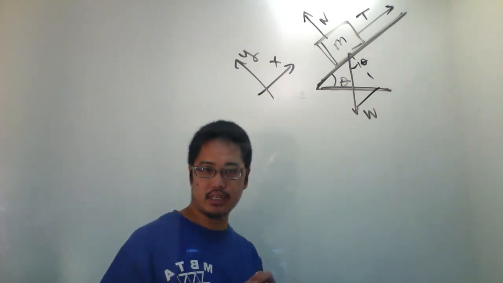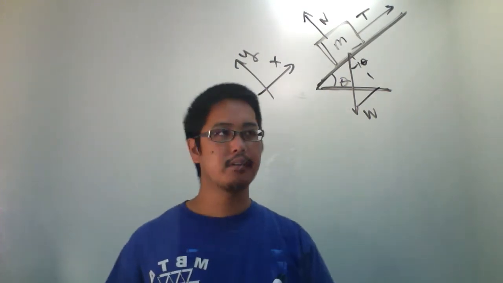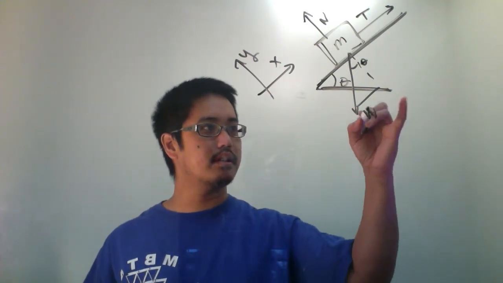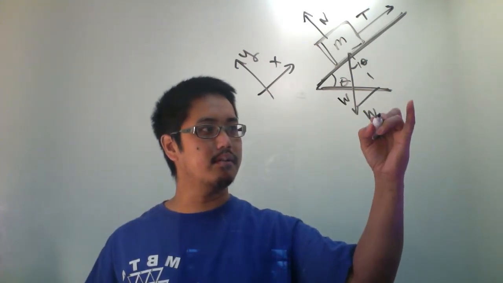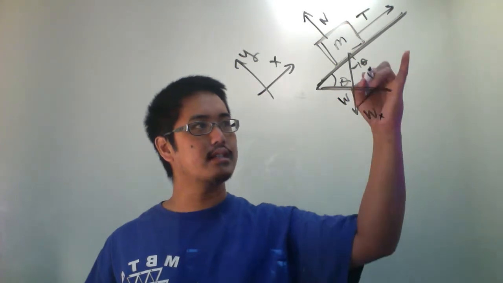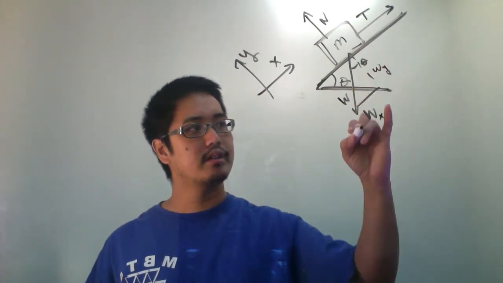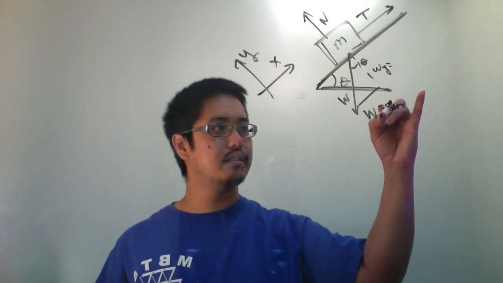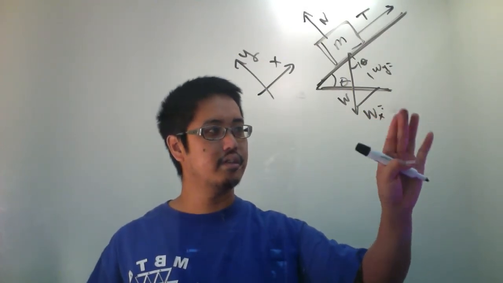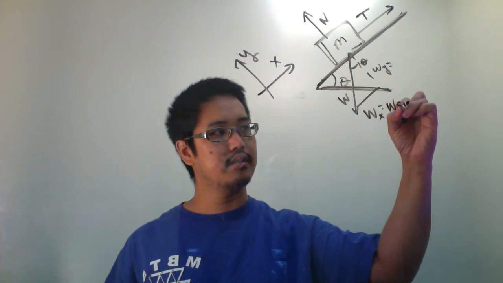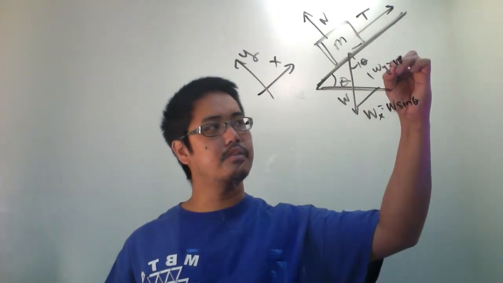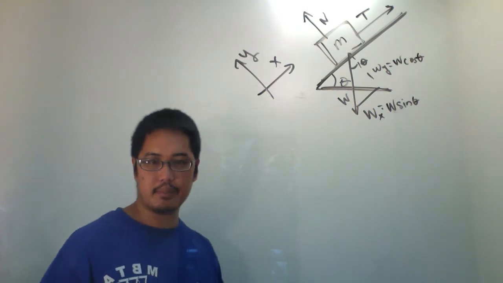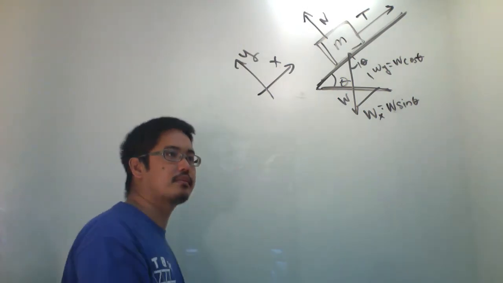Did I lose you on anything? Nope. Okay, so I'm breaking that up into its components. This is W, this is Wx, and this is Wy. Wx is W sine theta. Wy is W cosine theta. You cool? Awesome.